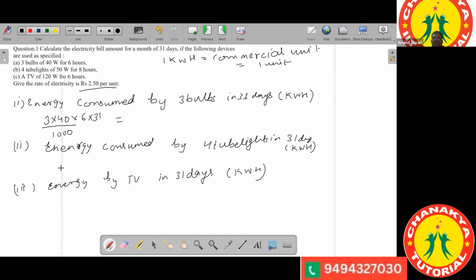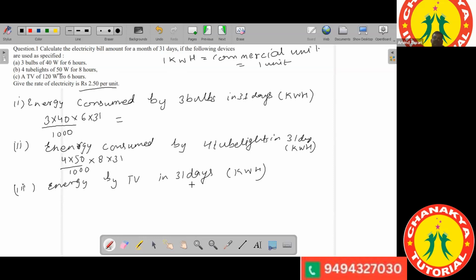In the similar way, you need to compute the energy consumed by 4 tube lights and power of one tube light is 50 watt. So 4 times 50 divided by 1000, that will be the power in kilowatt, multiply by time, which will be 8 into 31. In one day it runs for 8 hours, so in 31 days, it will run for 8 into 31 hours.